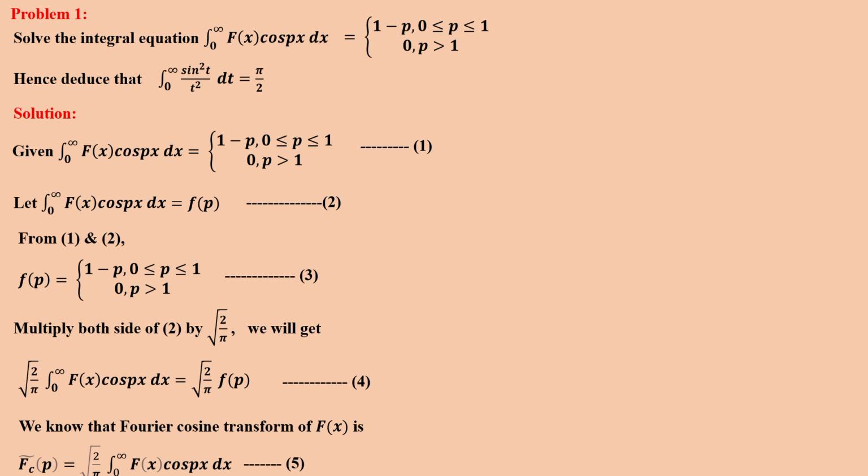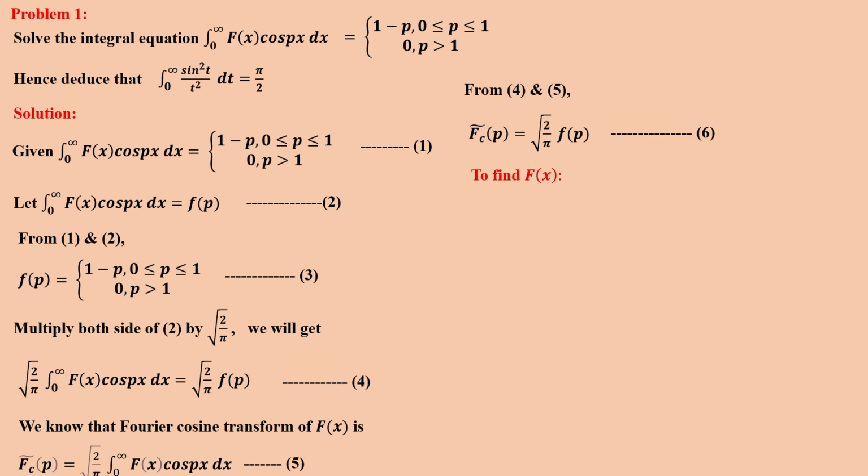It is equal to root of 2 divided by pi integral 0 to infinity f of x cos px dx. See the fourth equation left hand side, root of 2 divided by pi integral 0 to infinity f of x cos px dx. Therefore F bar c of p is equal to root of 2 divided by pi f of p. That is equation number 6.